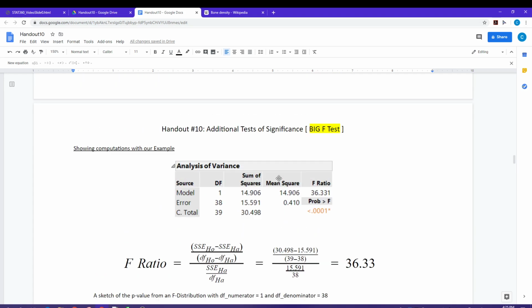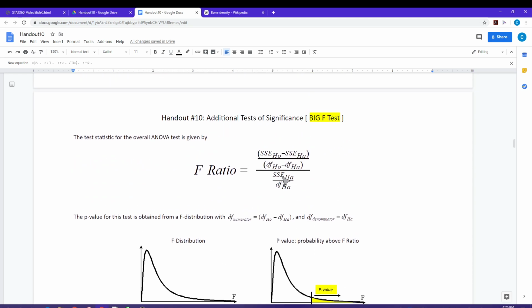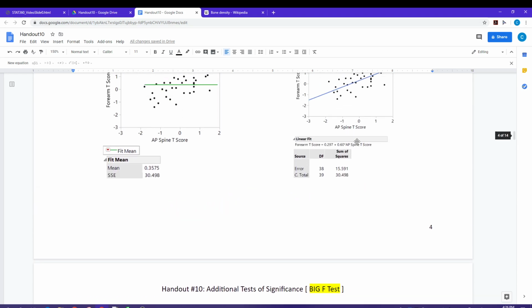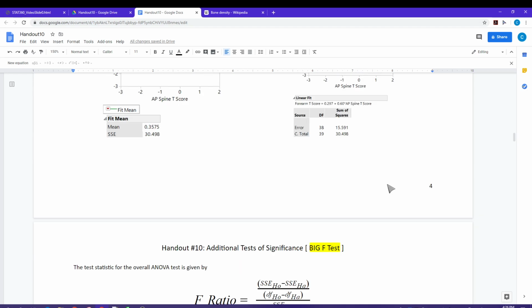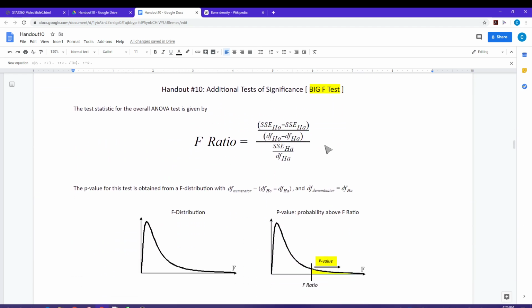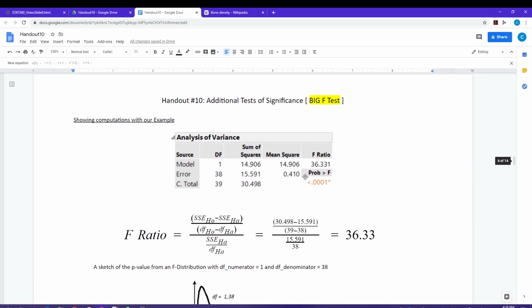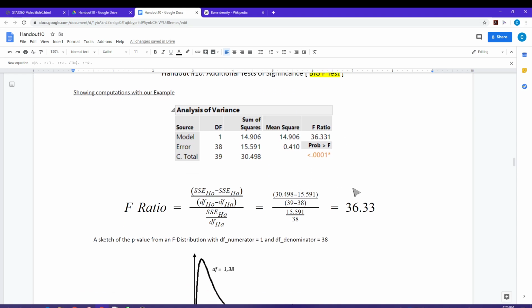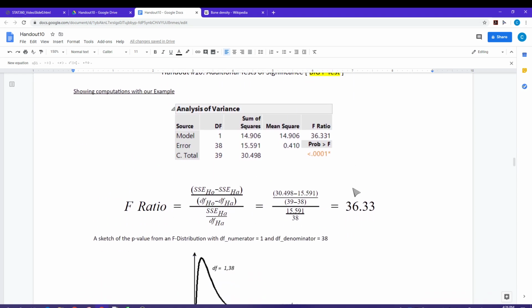In the denominator of this test statistic, I am simply using just the information from the right-hand side. The sums of square error under HA and the degrees of freedom for that error term on this side. So that's going to be 15.591 divided by 38 there. So this F ratio right here is what is done in this table. So now let's look at the information on page 6 there.